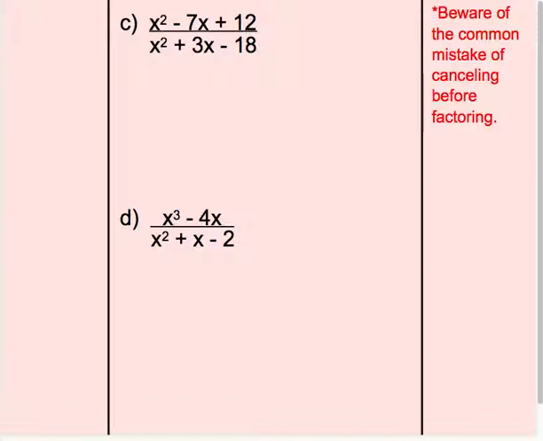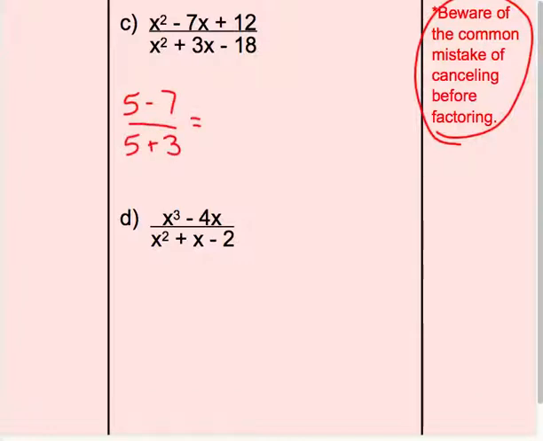Now on part C, what I've seen students do in the past is they see that x squared divided by x squared and cancel them out right away. So notice my big warning in red over here. Beware of the common mistake of canceling before factoring. Let's simplify this and see we had 5 minus 7 over 5 plus 3.